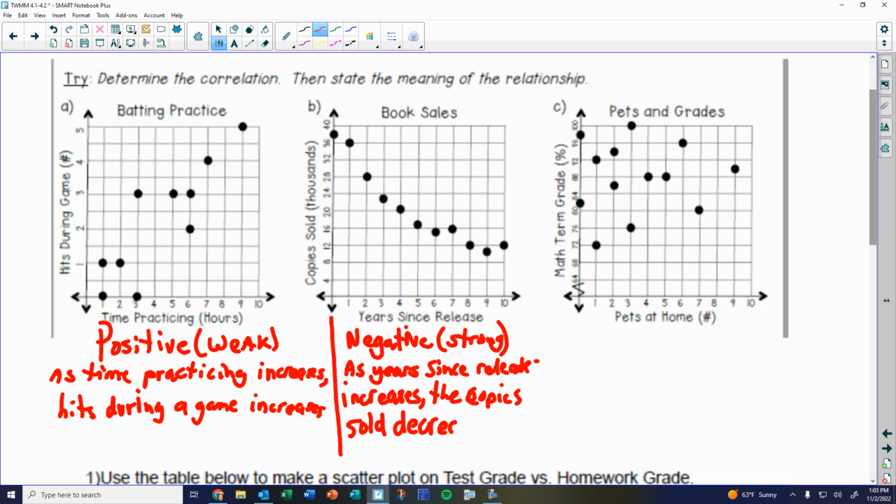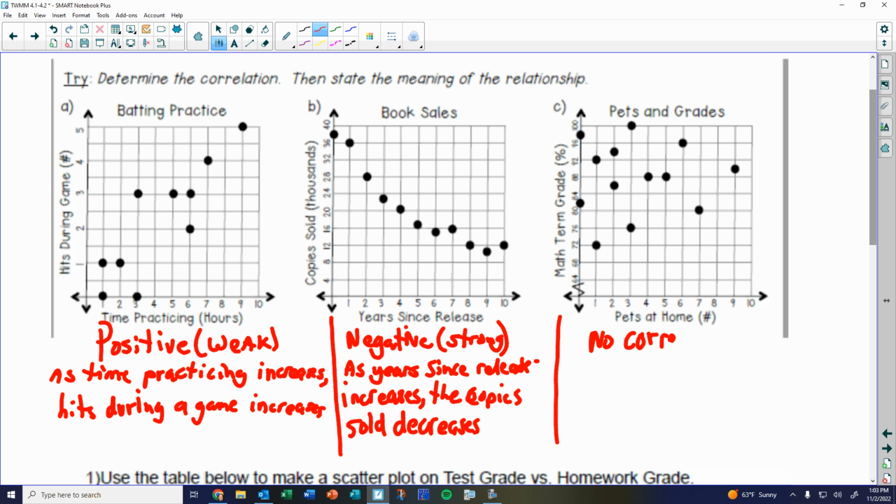That's with anything, not just books, right? Movies. If a movie's been out a while, less people go see it than when it first comes out. I've never heard of anyone buying the same book twice. Just reread it, right? All right, good. What about the last one? What did you say for this one? No correlation.